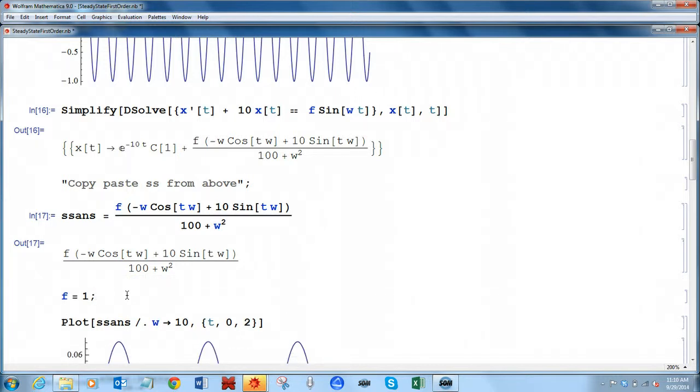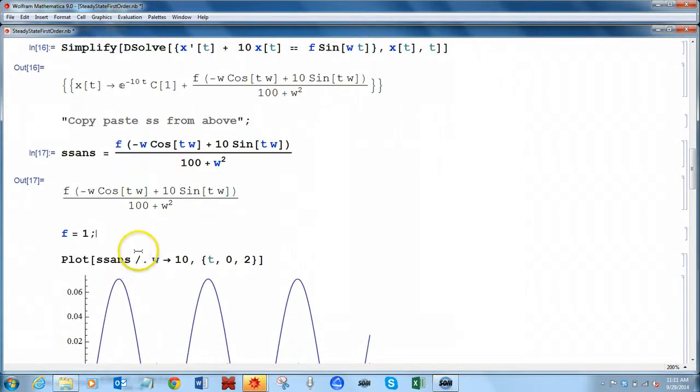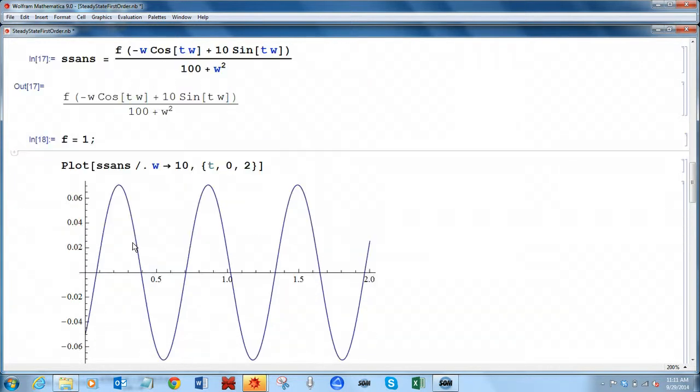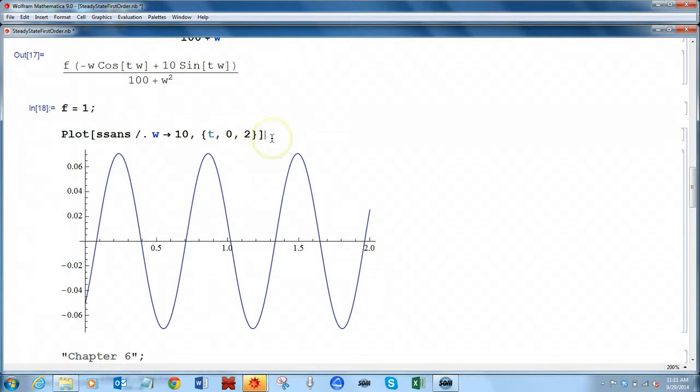Oh, I guess I better show you now. It is Monday. Okay. So here we go. I solved the differential equation. Here's the steady state. All I did was cut this out, highlight it, copy, and paste it here, and said that's my steady state answer. So I'm looking for the steady state. It's got an f in it, so I tell Mathematica to use f equal 1, and then I'm going to plot it. Okay, and what omega did we use?